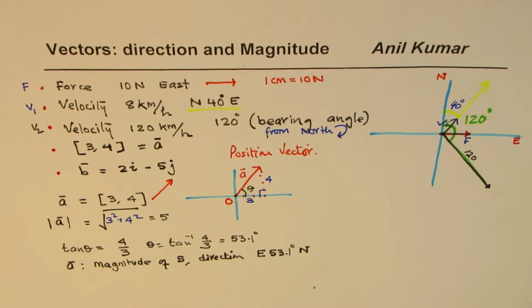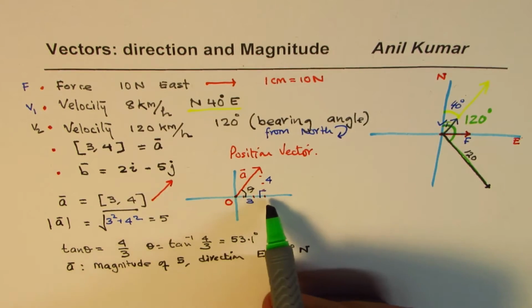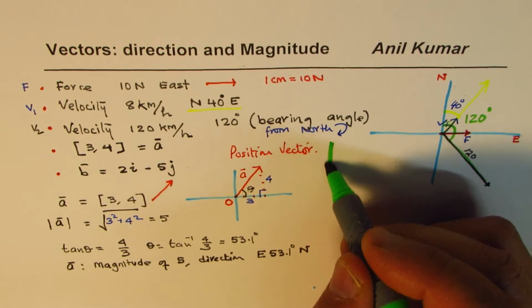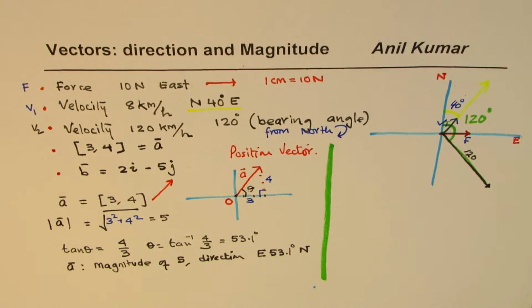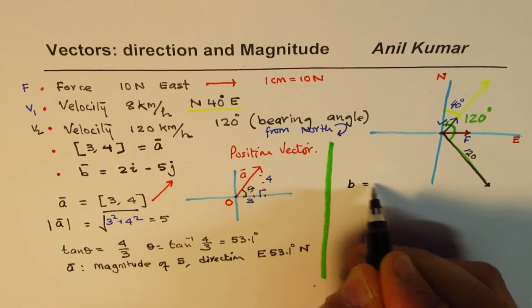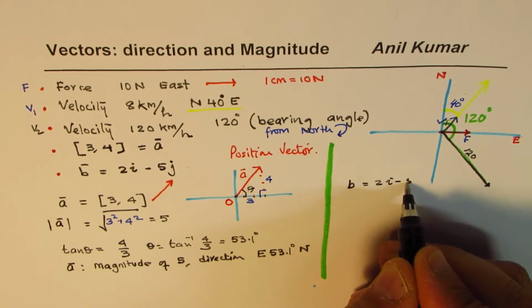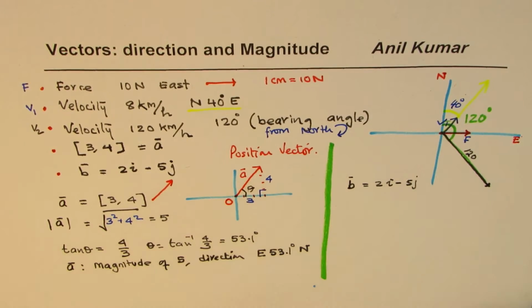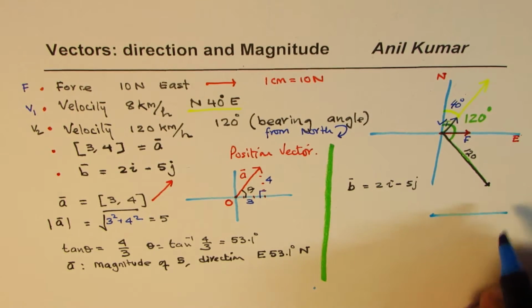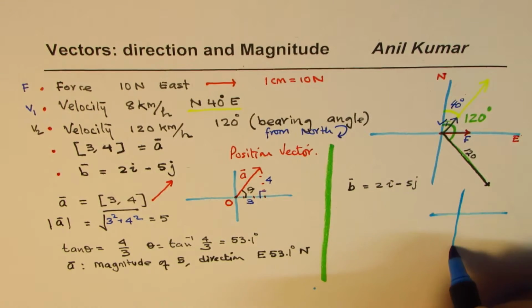But I hope you understood the concept, how we could represent this vector in a Cartesian plane, as you can see, and write its magnitude and direction also, right? So let me take the last example, which is B, which is 2i minus 5j, right? So 2i minus 5j is actually similar to what we did just now. Let me sketch it here.